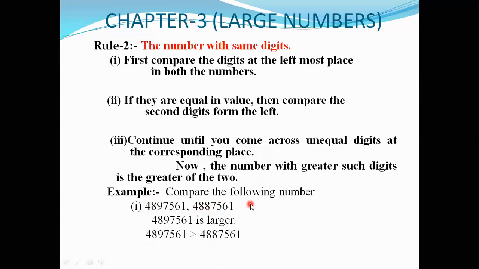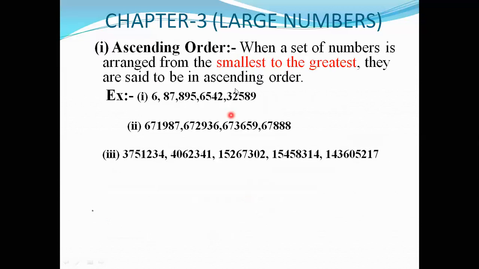Now, the next topic is ascending order. What is ascending order? When a set of numbers is arranged from the smallest to the greatest, they are said to be in ascending order. You have also discussed ascending and descending order in class 4 and class 3, but in this class, the numbers are larger.